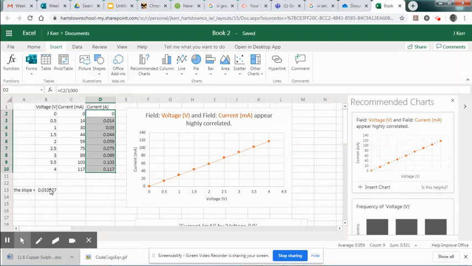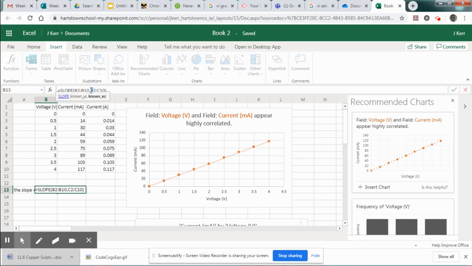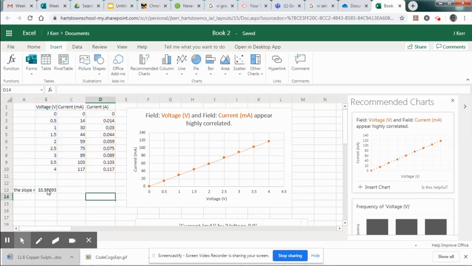Now the slope stays the same. Oh yes, because the slope is selected for the C's. We actually need to select for the D's. There we go. 34 ohms.